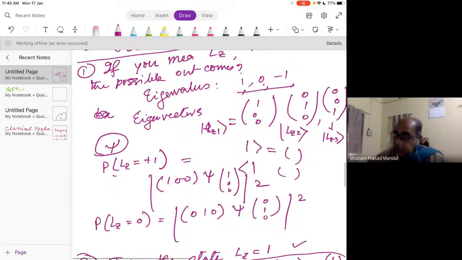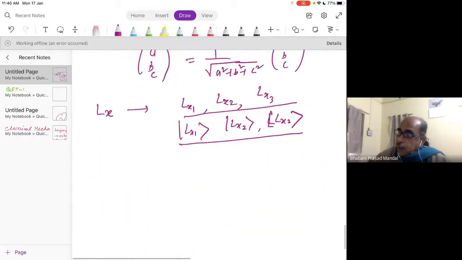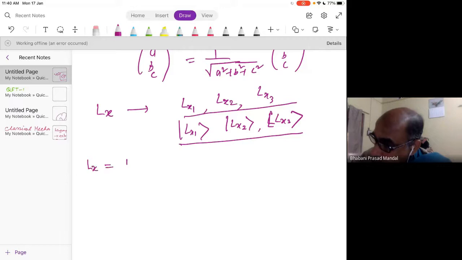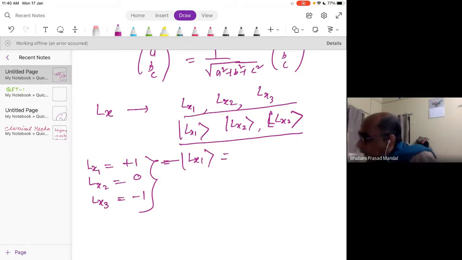But students will be confused, so let me write the answer, because in the fourth part we'll need it. I did it myself. So again, you can find that your Lx eigenvalues will be plus 1 for Lx1, 0 for Lx2, and minus 1 for Lx3. Again, you find these eigenvalues, but for the eigenvectors, the Lx1 eigenvectors, let me write them from what I calculated.